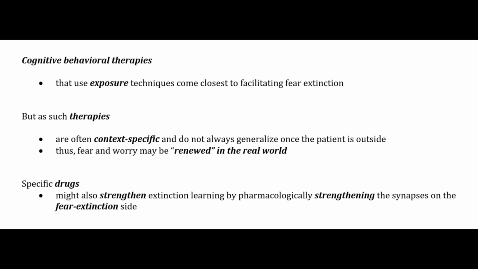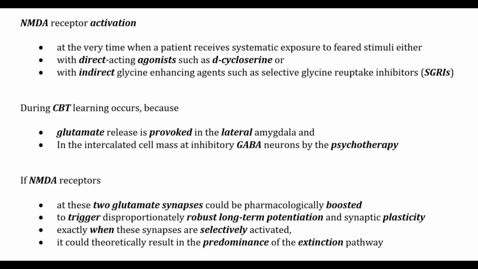Specific drugs might also strengthen extinction learning by pharmacologically strengthening the synapses on the fear extinction side. This involves NMDA receptor activation at the very time when the patient receives systematic exposure to feared stimuli, either with direct acting agonists such as D-cycloserine or with indirect glycine enhancing agents such as selective glycine reuptake inhibitors. During CBT, learning occurs because glutamate release is provoked in the lateral amygdala and in the intercalated cell mass at inhibitory GABA neurons by psychotherapy. If NMDA receptors at these two glutamate synapses could be pharmacologically boosted to trigger disproportionately robust long-term potentiation in synaptic plasticity, exactly when these synapses are selectively activated, it could theoretically result in the predominance of the extinction pathway.